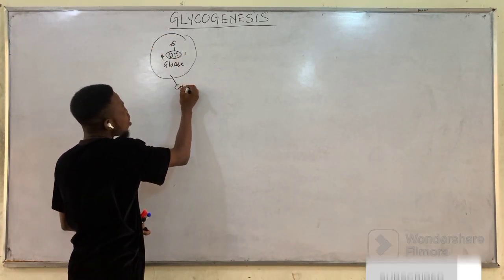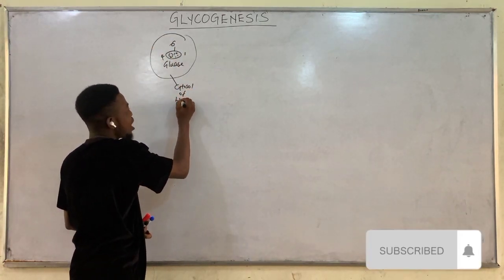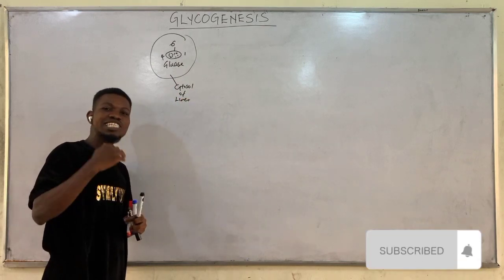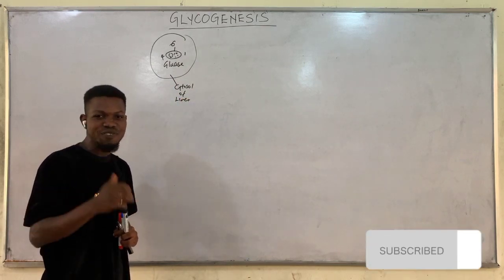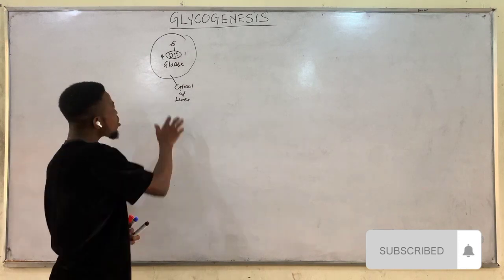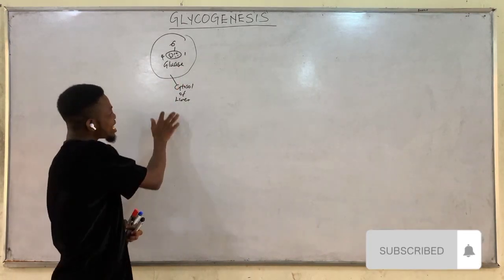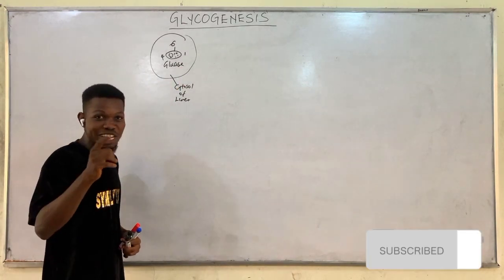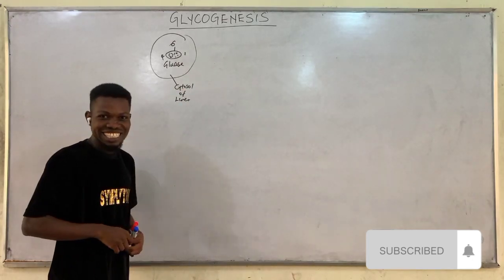The cytosol of the liver. Because if you don't forget, glycogenesis occurs majorly in the liver cell, the hepatocyte. Now you already have the glucose in the cytosol of the liver for the process of what? Glycogenesis. Do you get it now?